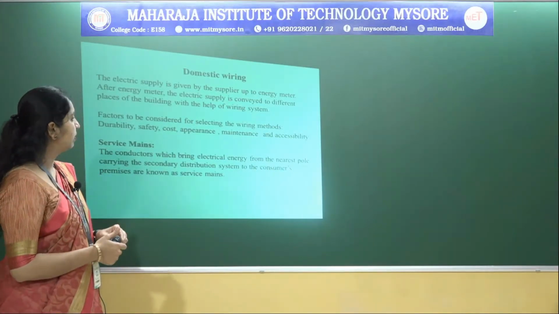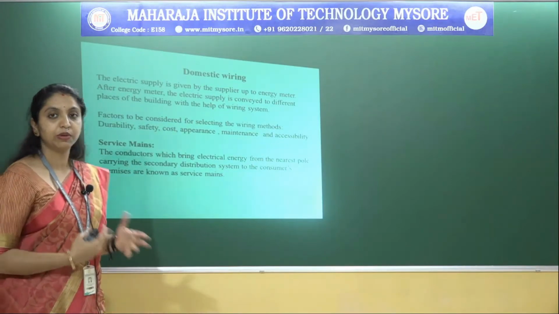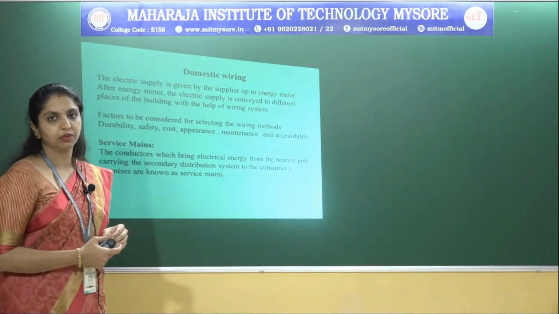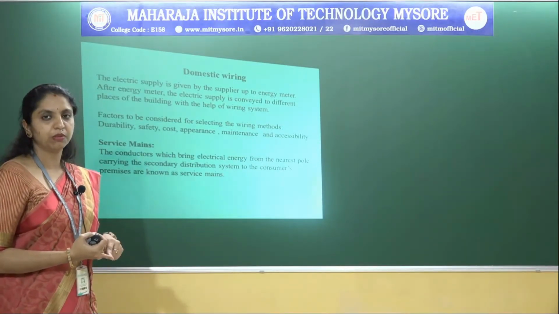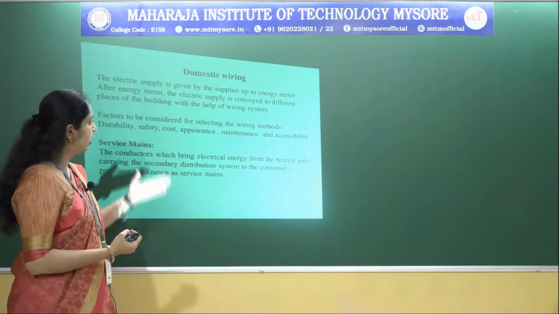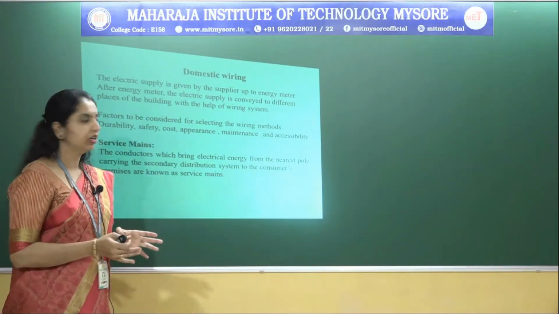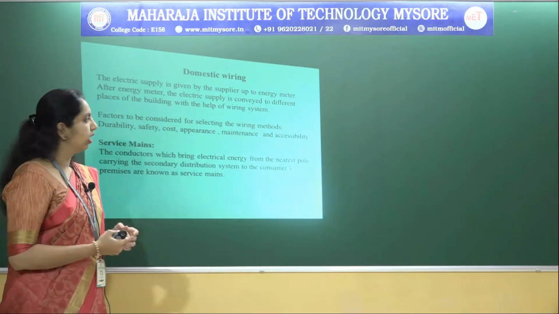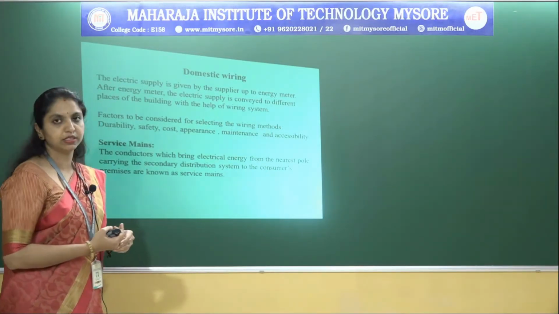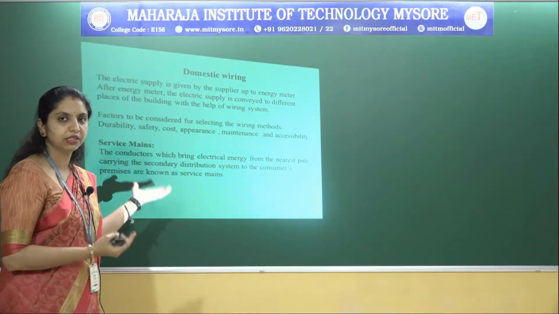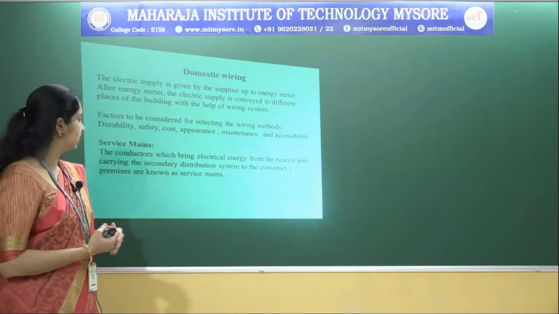The factors to be considered for selecting the wiring methods are, what are the factors to be considered especially while selecting the wiring methods? Durability, it should have more durability, and of course safety, and cost effectiveness. Then appearance, it should not look awkward, so appearance wise it should be good. Then we should have good maintenance, then accessibility. These are some of the factors to be considered while selecting the wiring methods.